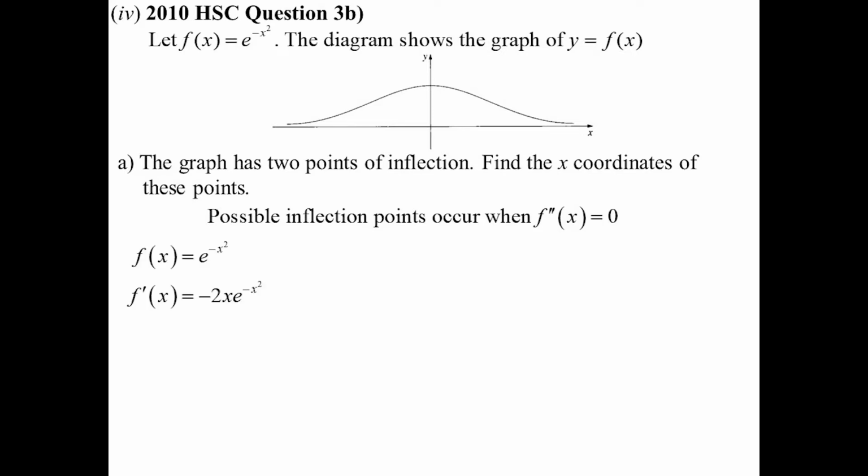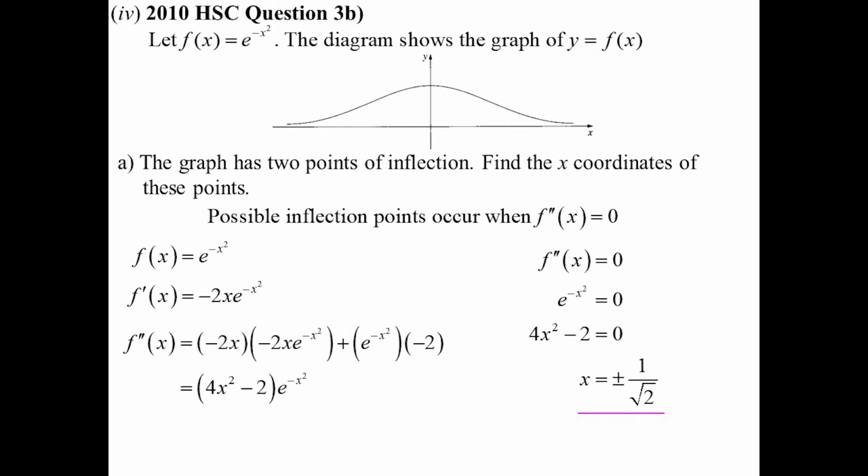Differentiate it once, and I get minus 2x e to the minus x squared. To differentiate it twice, I'm going to have to use a product rule now. So write down the first, minus 2x. Diff the second, minus 2x e to the minus x squared. Plus, write down the second, e to the minus x squared. Diff the first, minus 2. That's got a common factor there of e to the minus x squared. And we're left with 4x squared minus 2 in parentheses. We want to know when that is equal to 0.